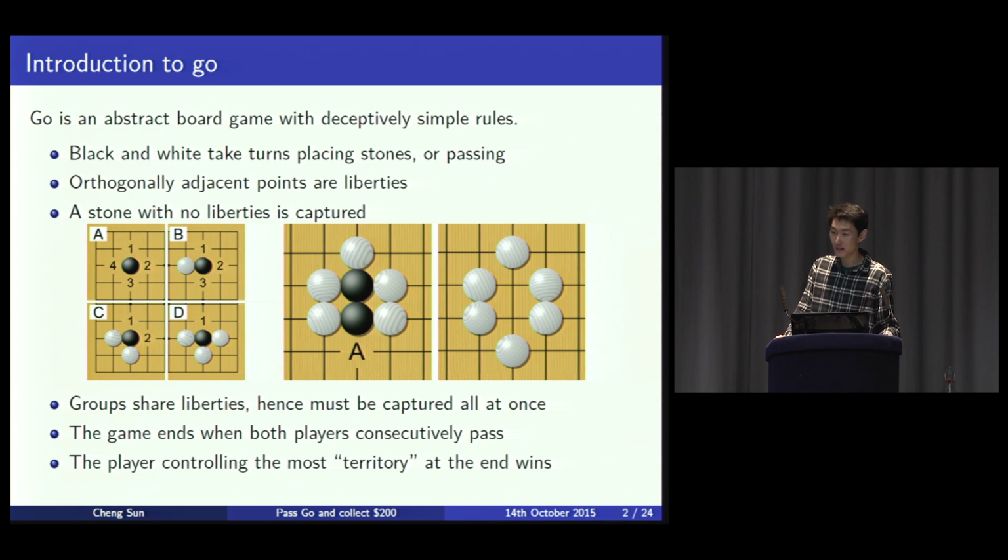The game ends when the 2 players pass one after another. And then they count up who controls the most territory, meaning basically the points on the board where the opponent couldn't possibly play without getting captured. So the player controlling the most territory wins. And that's it.